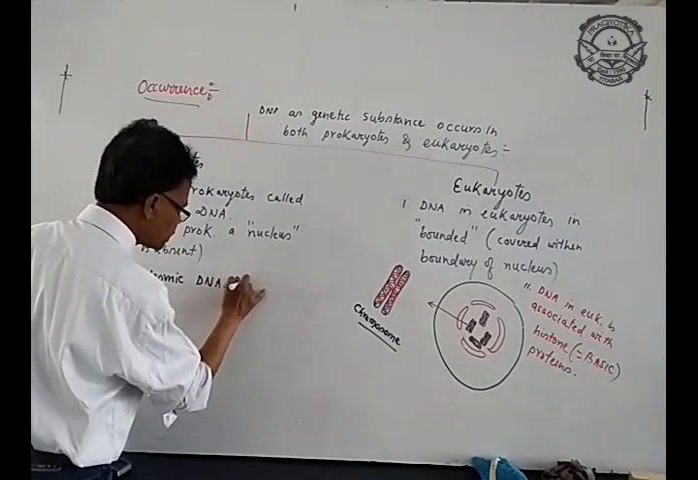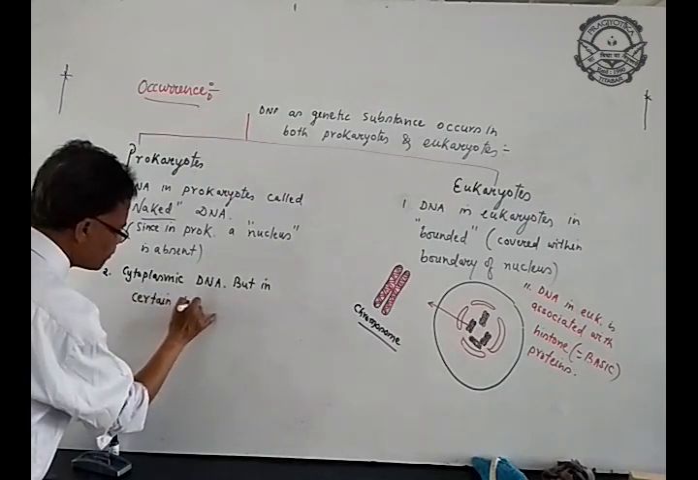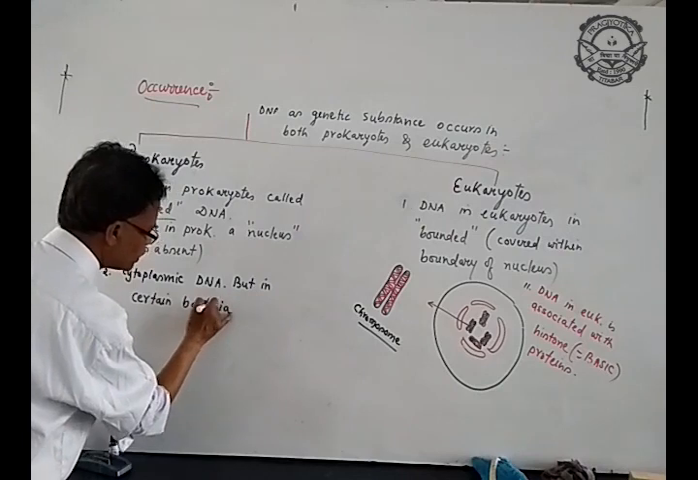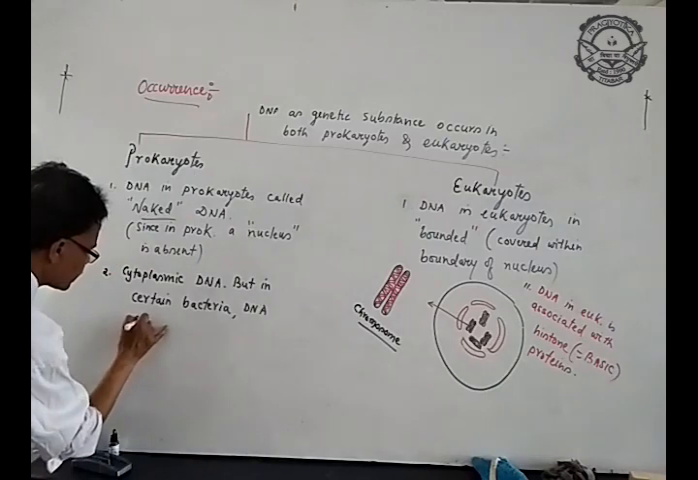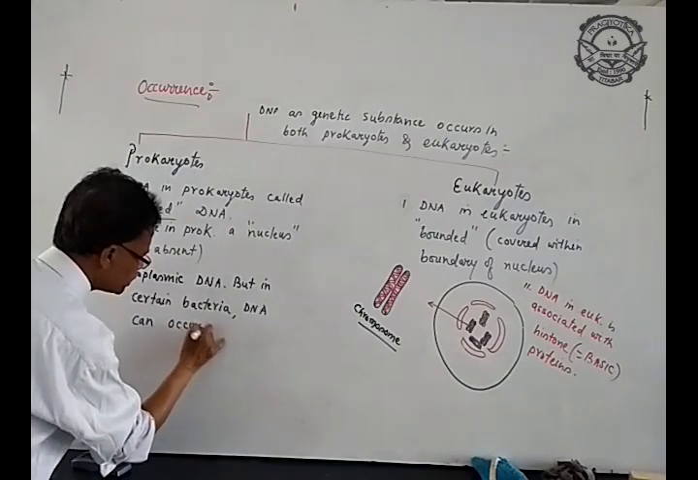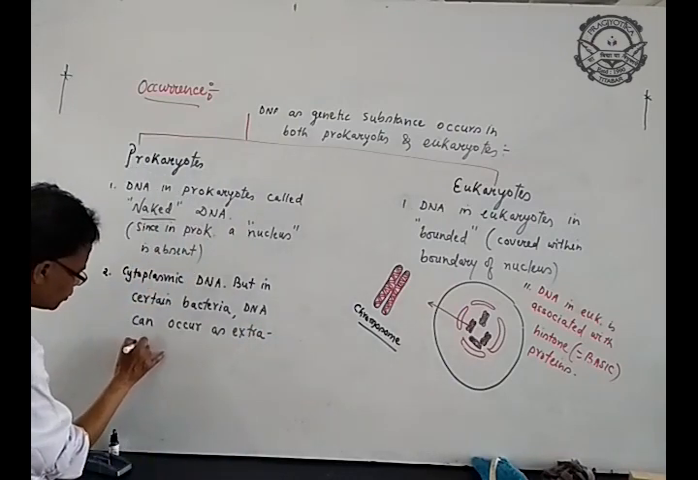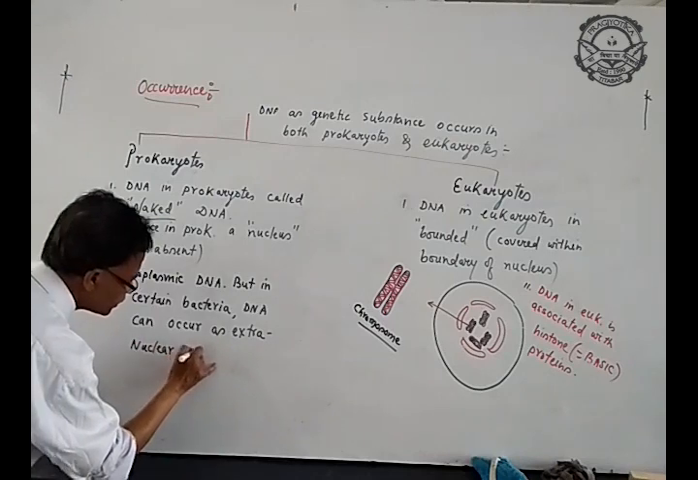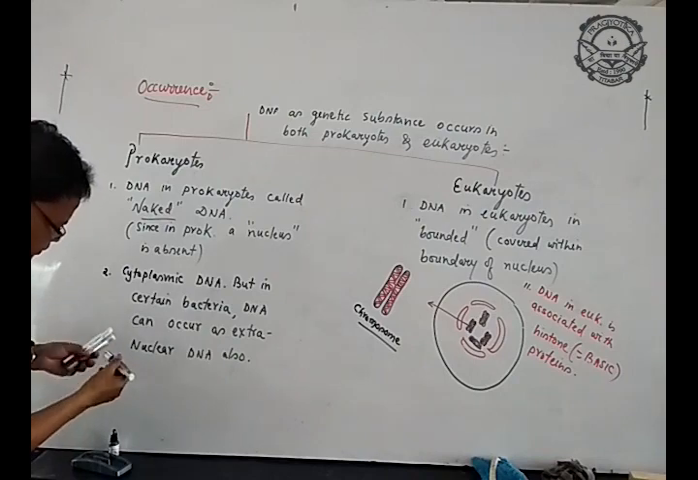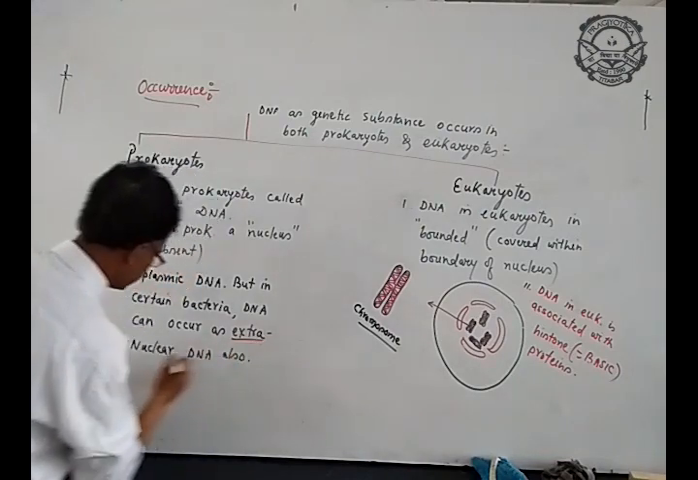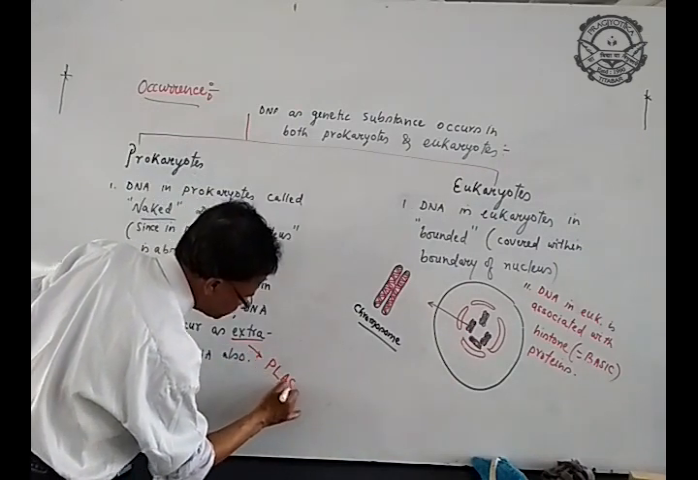But in case of certain bacteria, DNA can occur as extranuclear DNA also. This extranuclear DNA that occurs in certain prokaryotes is known by the term plasmid.